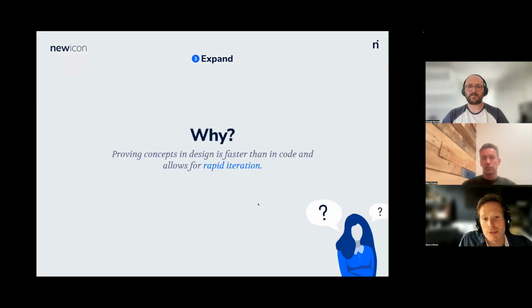So proving concepts, why do we do it? Because proving concepts is faster in design than it is in code. And some people say, oh, that doesn't sound very agile, but agile is about delivering working things very rapidly. And so here we're still delivering working concepts that we can prove. And we work closely with development teams during this to make sure that that data flow makes sense whilst we expand that prototype.